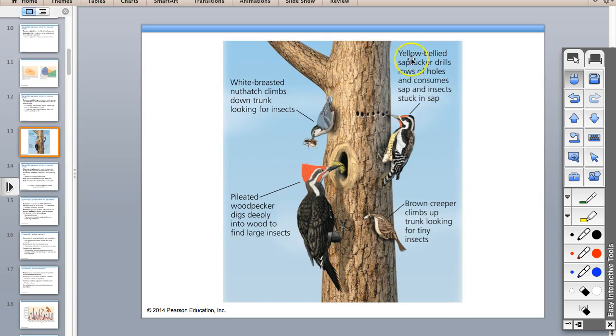Okay. And then the yellow-bellied sapsucker. Look at that thing in the sap. It's on PowerPoint. He drills holes and consumes sap and insects. So you can see how they're coexisting, and they're all sharing this common resource, right? And so what ends up happening is they could all possibly do all of these things. Their larger niche is called their fundamental niche. Let me show you this.